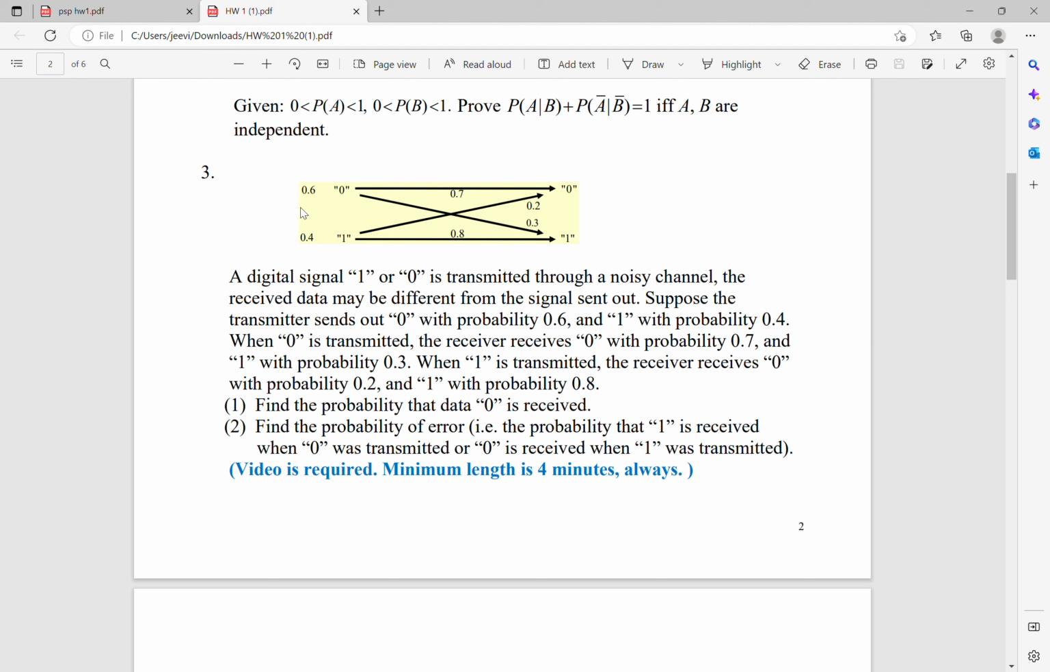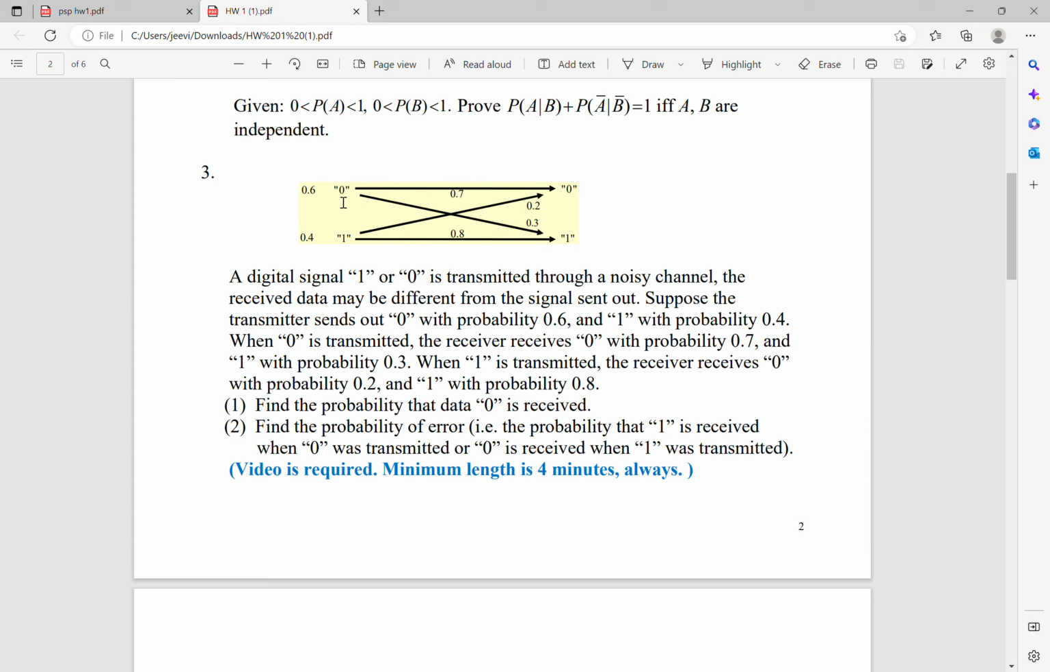So this is the given question and this is a noisy channel. As you can see, there are two digital signals being transmitted, digital signal 0 and digital signal 1. The probability that you transmit a digital 0 is 0.6 and the probability that you transmit a digital signal 1 is 0.4. On the receiver's end, there are also two possible outcomes: you receive a digital signal 0 or you receive a digital signal 1. So there are four possible conditions.